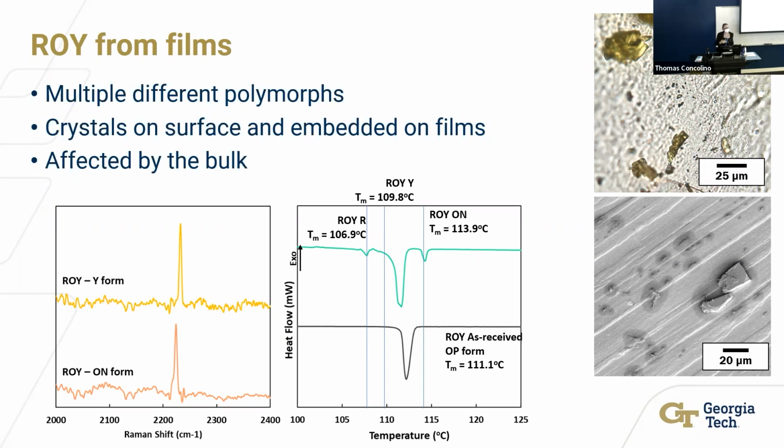What this means is that the films are very influenced by just the bulk crystallization. A lot of the polymorphs that form are the same ones that form in our bulk crystallization, with some additional polymorphs forming due to penetration into the films.